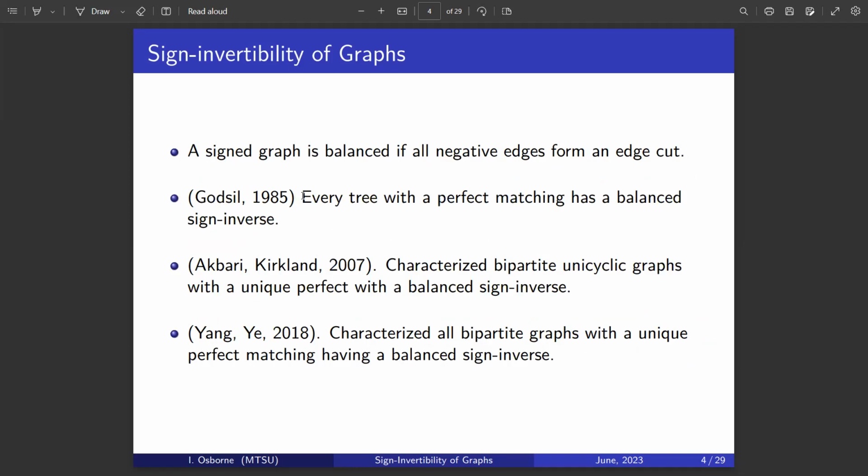So this was the original result: a tree with a unique perfect matching has a sign inverse. That result will come to be important later. And then Akbari and Kirkland looked at it for bipartite graphs. And then most recently, Yang and Yi looked at all bipartite graphs, so not just the bipartite unicyclic graphs from before.